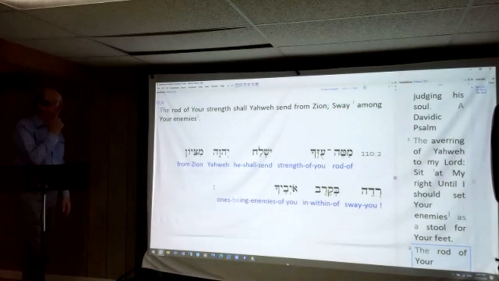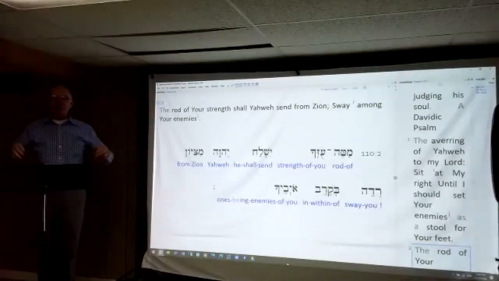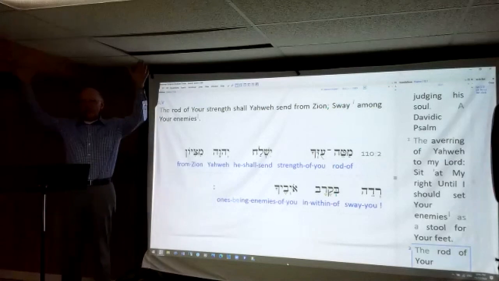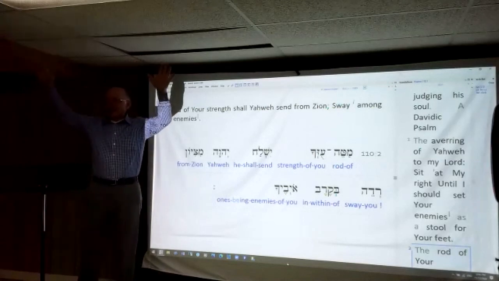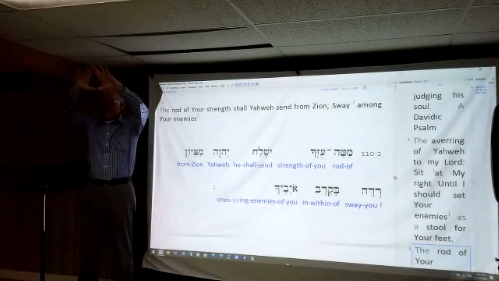So that's kind of interesting. I think it's interesting that when Yeshua went up into heaven, it says he lifted his hands and he blessed them. He lifted his hands like this and blessed them as he was going up.